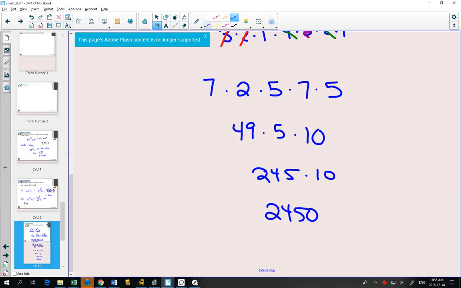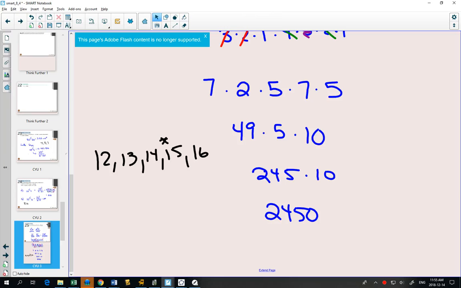Okay, questions for practice on this one? 12, 13, 14, 15, 16. And do we have time to do 15 together? I think we do. Let's do part of 15 together.